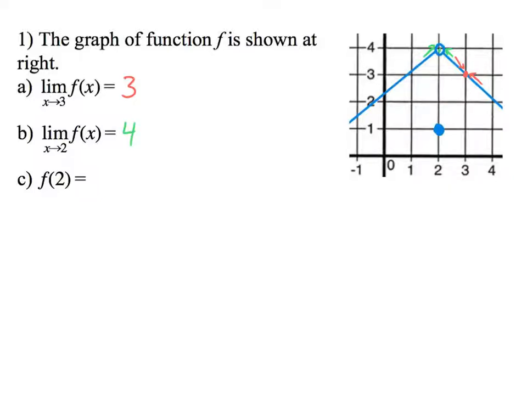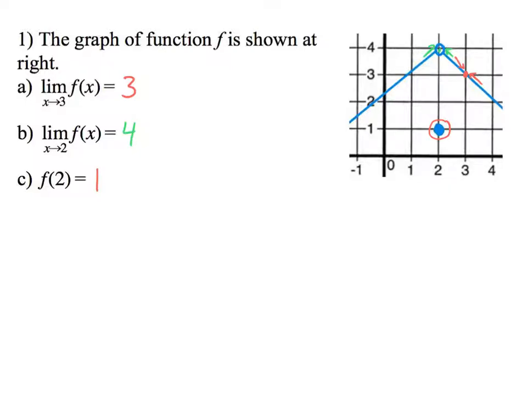And then lastly, what is f of 2? Well, f of 2 is actually right here. That right there is f of 2. This is not f of 2. This is what they're approaching from both sides. So f of 2 is 1. So the answer to that one would be 1.